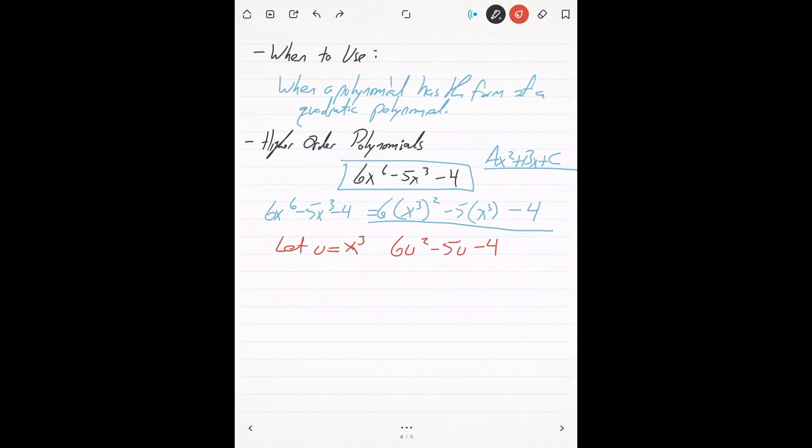We're going to have to factor this using the AC method because it's a trinomial. The leading term isn't a 1. So let's factor this down by AC method. 6 times negative 4 is negative 24. So the factors of negative 24 are negative 1 and 24.